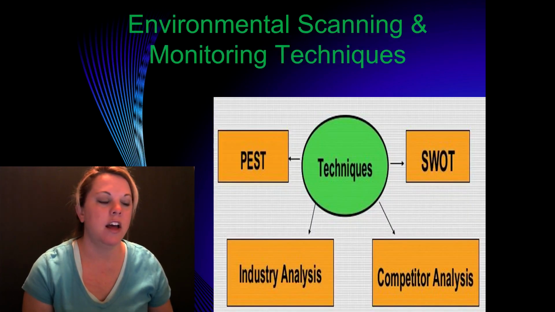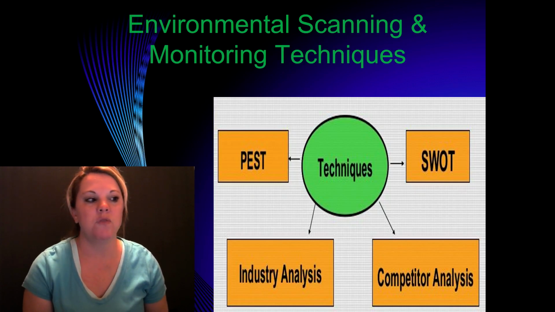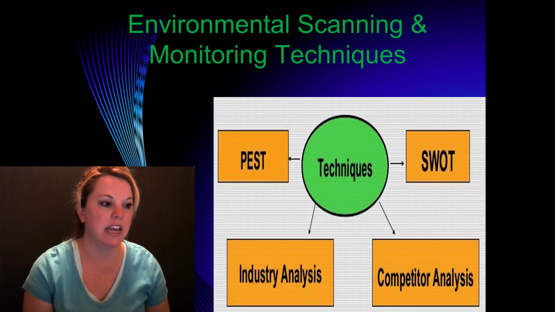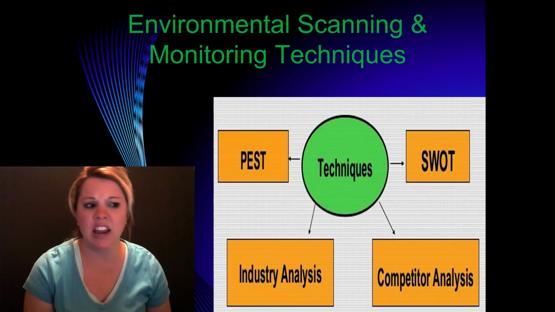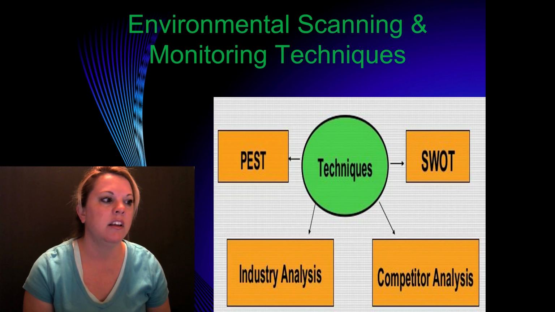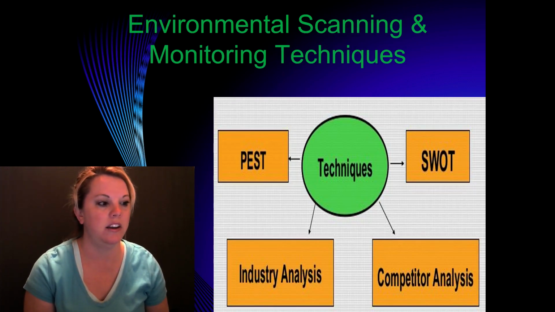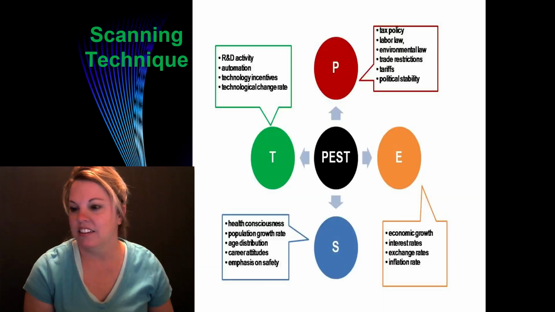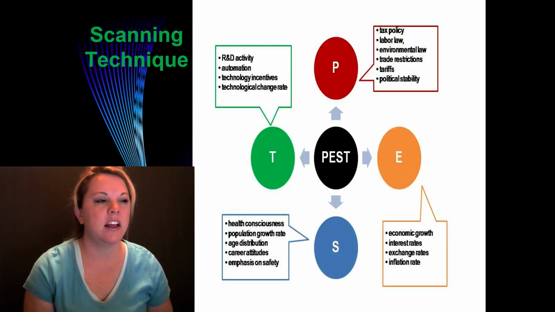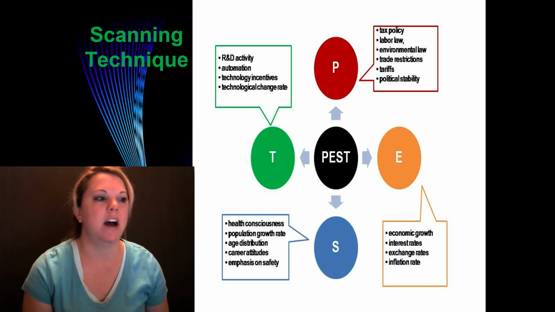There are several environmental scanning and monitoring techniques, but these are the four we're going to concentrate on. They're the four that are used more predominantly in the business realm and for new entrepreneurs. Those are PEST, the SWOT analysis, the industry analysis, and a competitor analysis. I'm going to go over each of these different techniques and give you just a little bit of information about each of them.